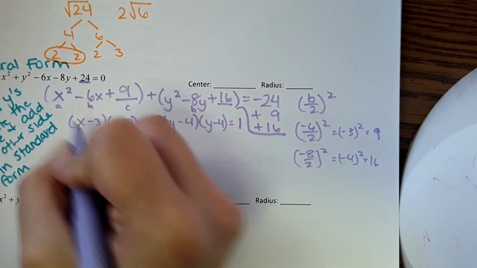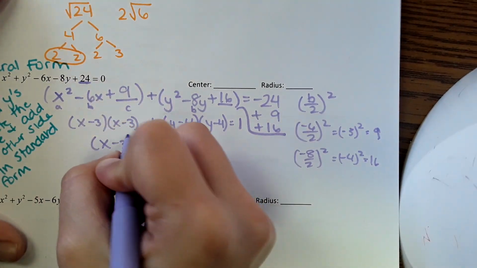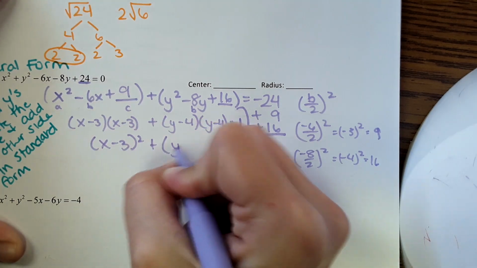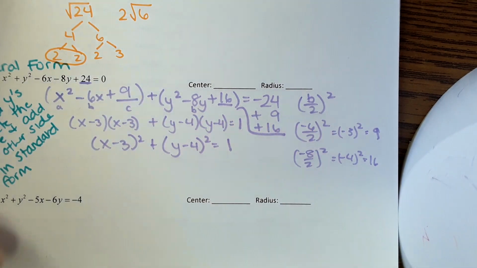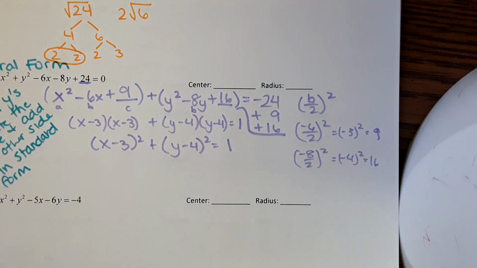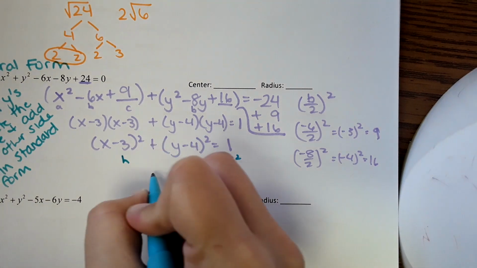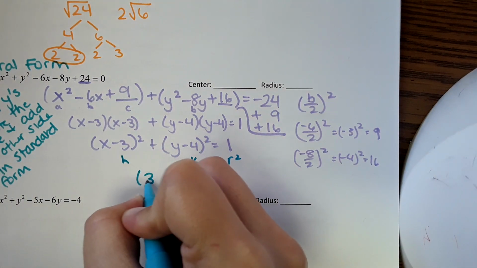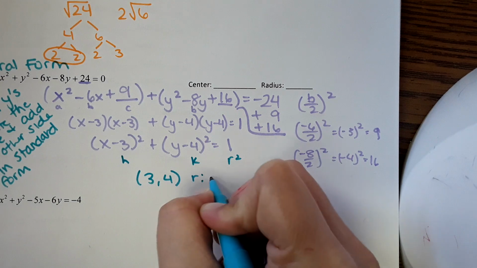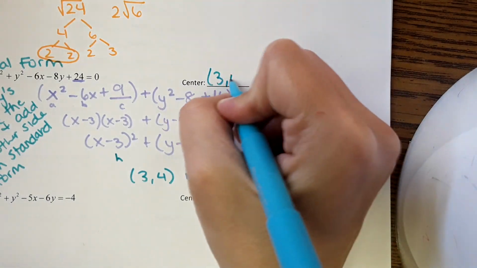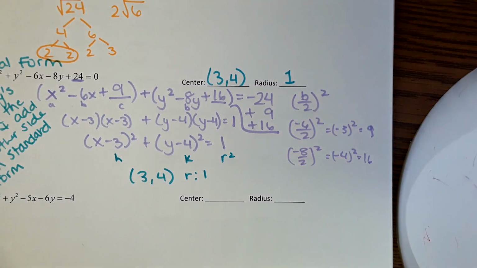So now we're restructuring it, putting it into standard form. x minus 3 squared plus y minus 4 squared equals 1. And now that we have this, this would be our h, our k, and this is radius squared. So the center is then at positive 3, 4, and our radius is 1. We did it.